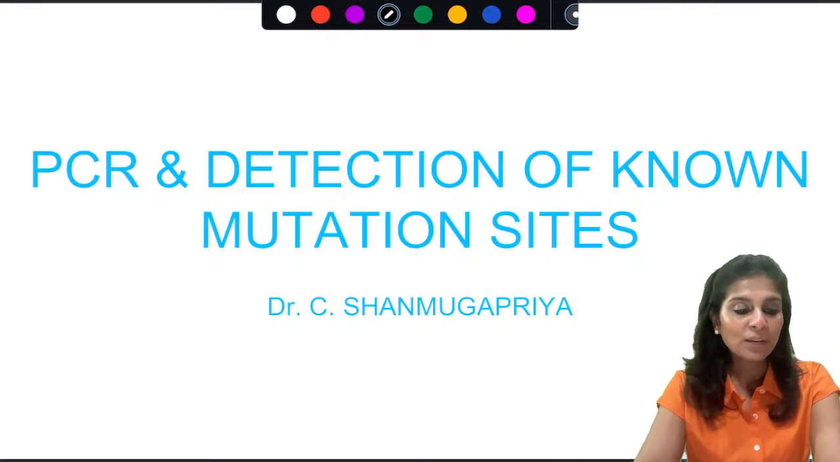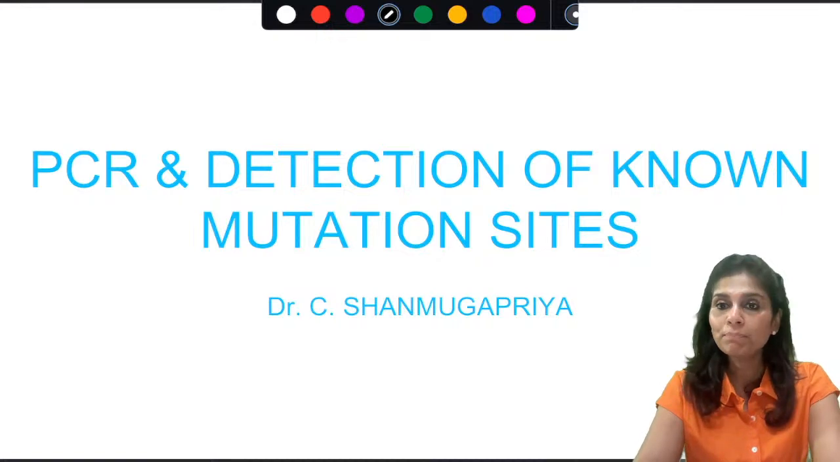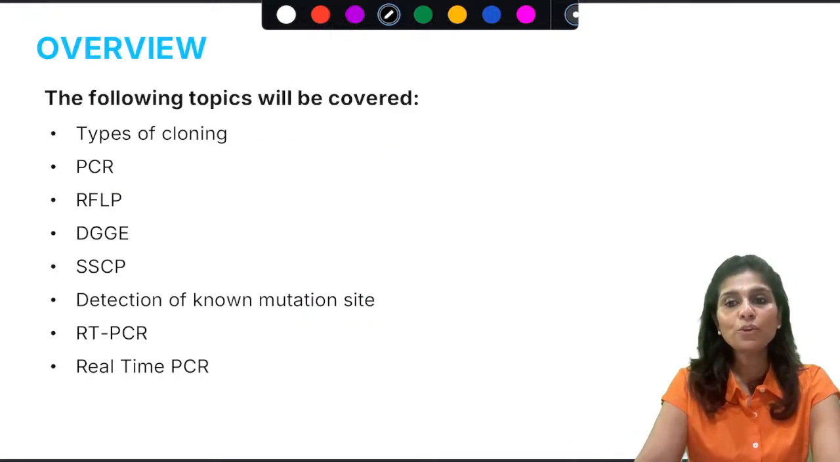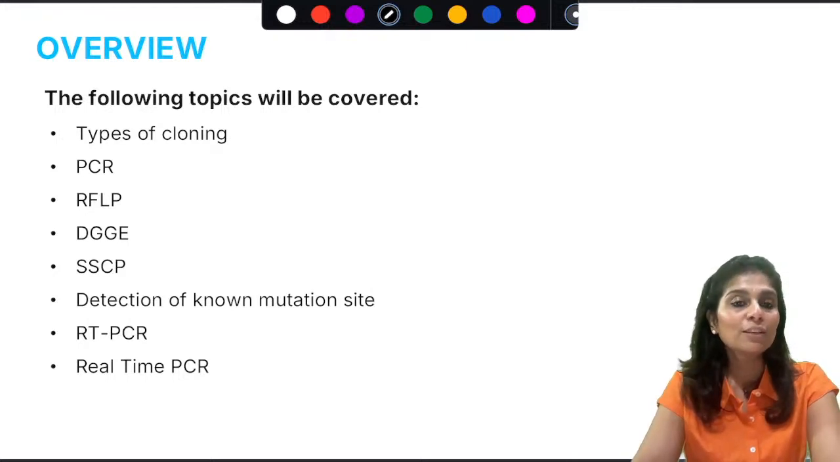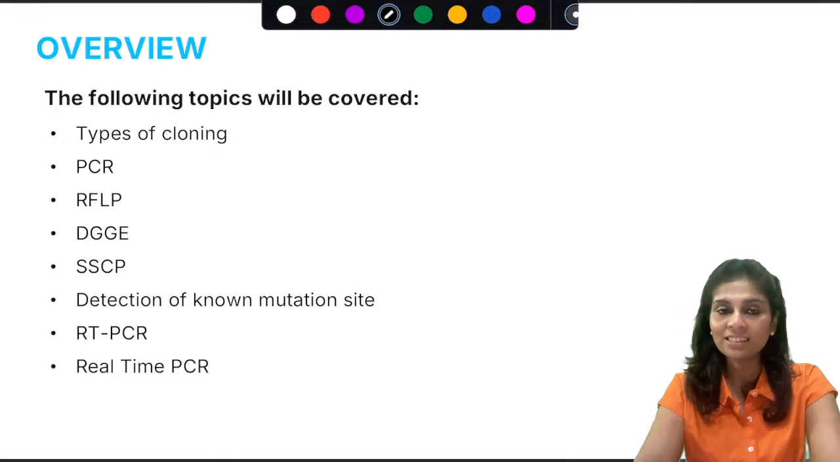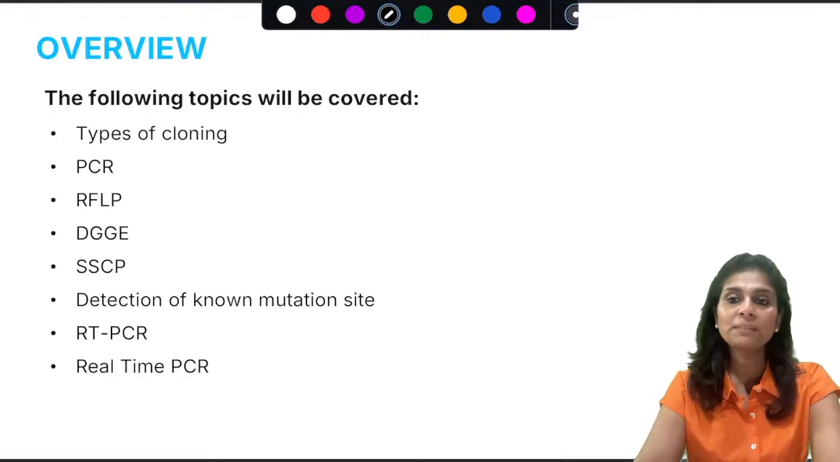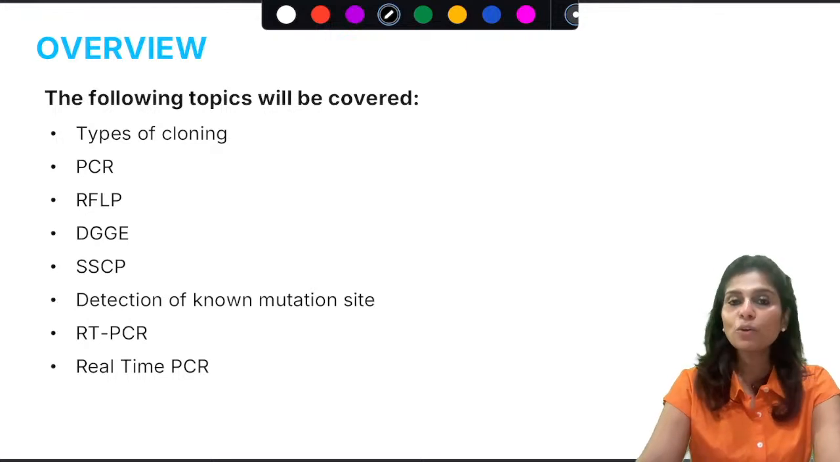So for you to be able to answer such questions, I'm going to help you understand the concept behind this topic. So what is the overview for this session? In this session, I will first be telling you what are the types of cloning, what is PCR, what is RFLP, restriction fragment length polymorphism. I will also be telling you what is denaturant gradient gel electrophoresis, single strand conformation polymorphism. What are the techniques that can be used to detect known mutation sites? And apart from this, I will also tell you the differences between reverse transcriptase PCR and real-time PCR. So this is an overview for this session.